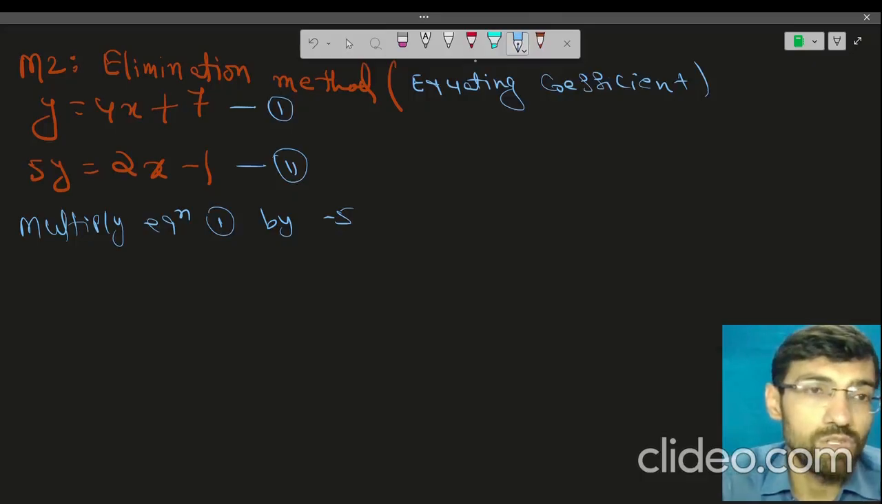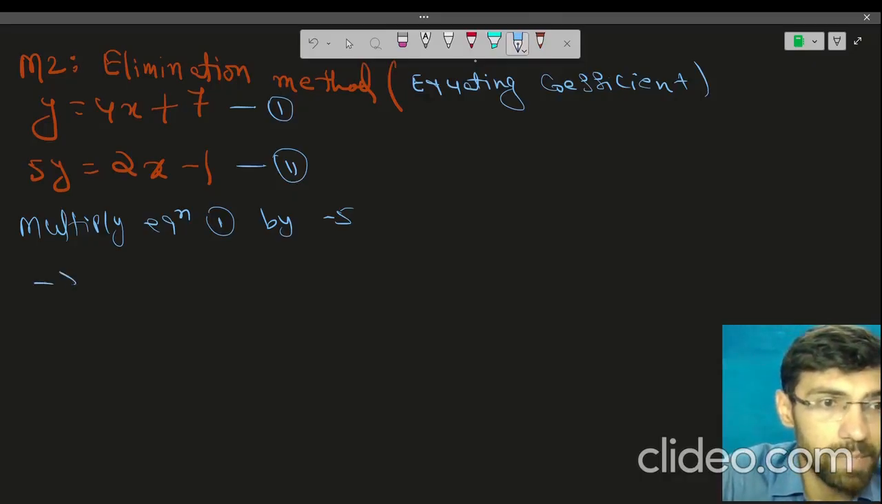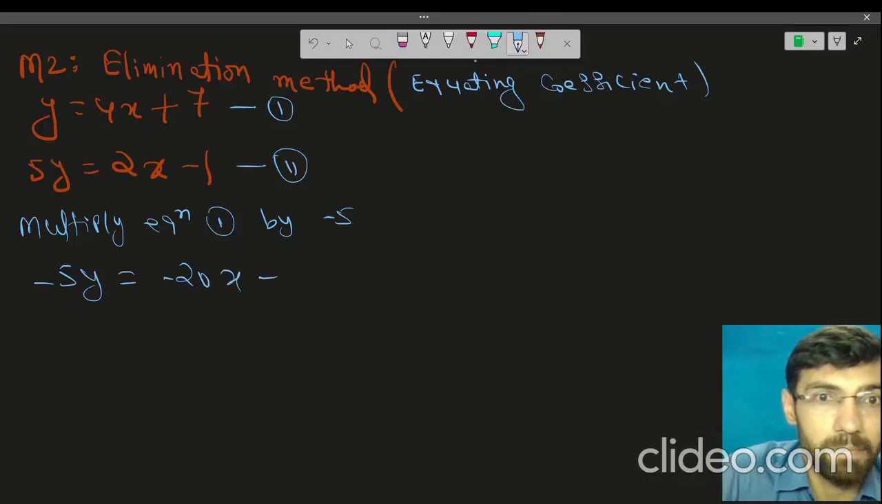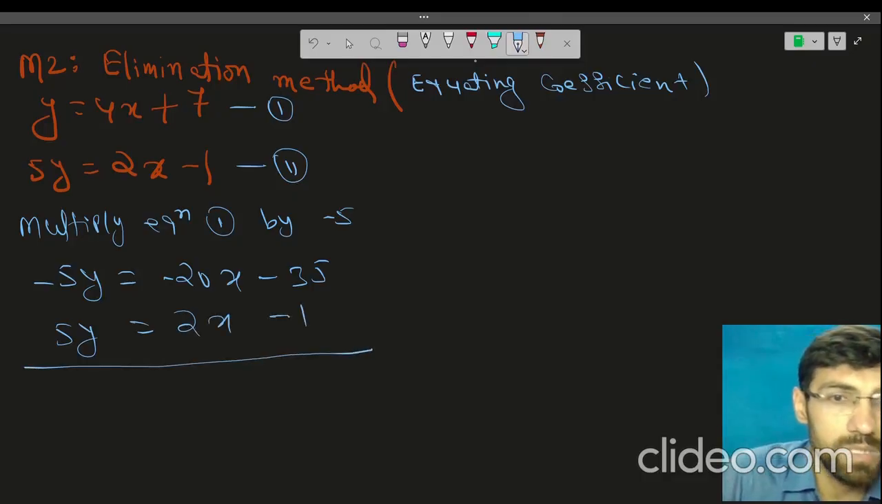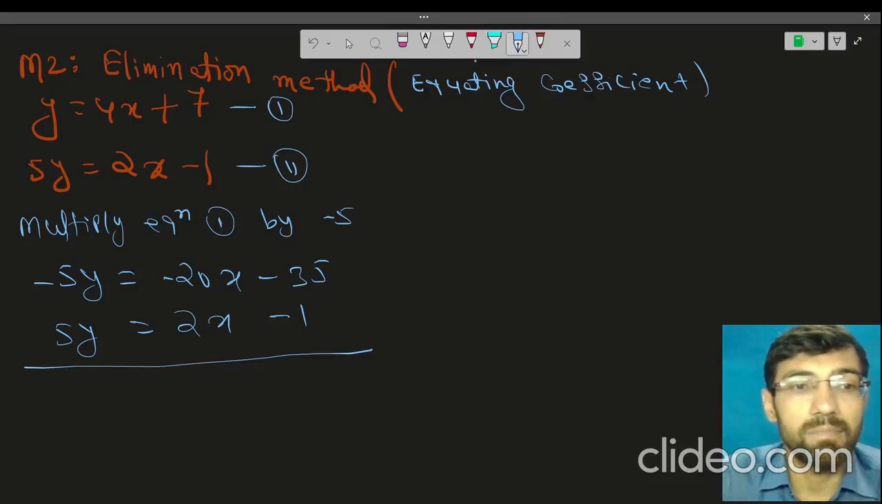I am multiplying the whole equation number 1 by minus 5, so my left hand side gets multiplied by minus 5 and the right hand side also gets multiplied by minus 5. So minus 5 into y becomes minus 5y equals to minus 20x and minus 35. And equation number 2 stays the same, 5y equals to 2x minus 1. Now in these two equations, this is minus 5y and this is plus 5y. Since both are opposite, you can cancel them.